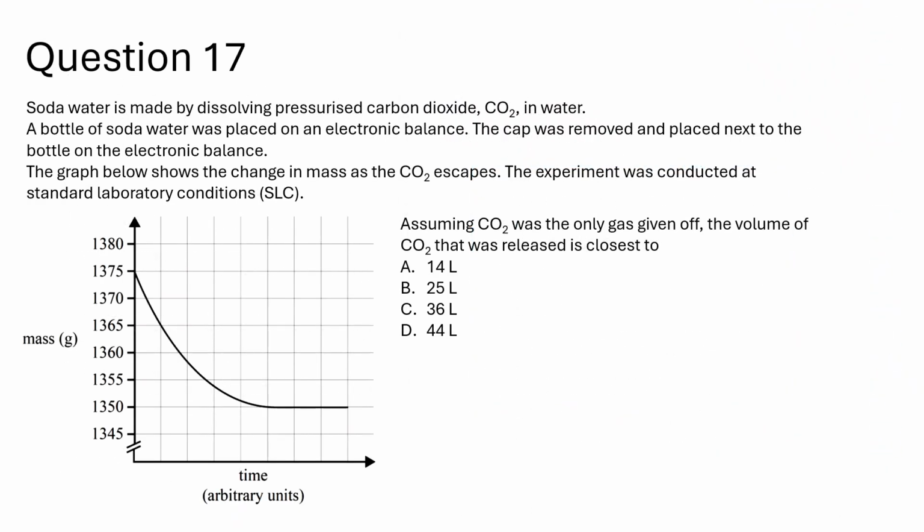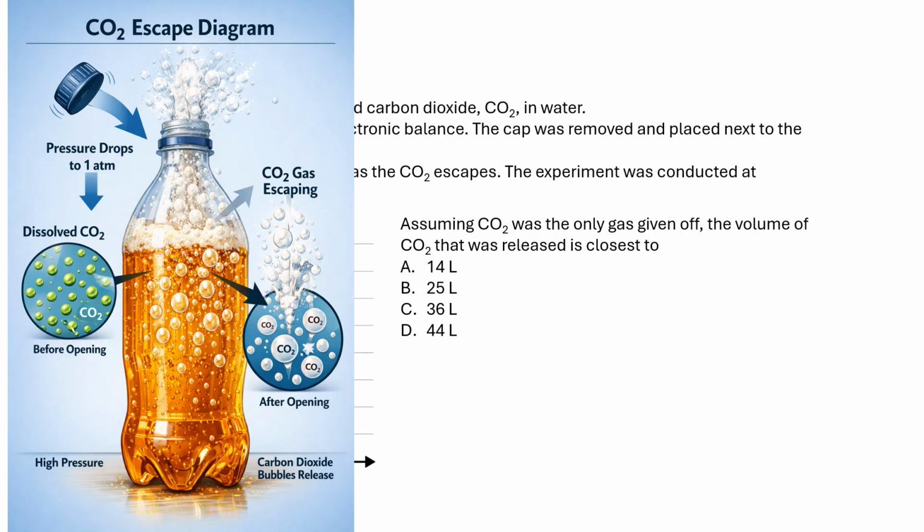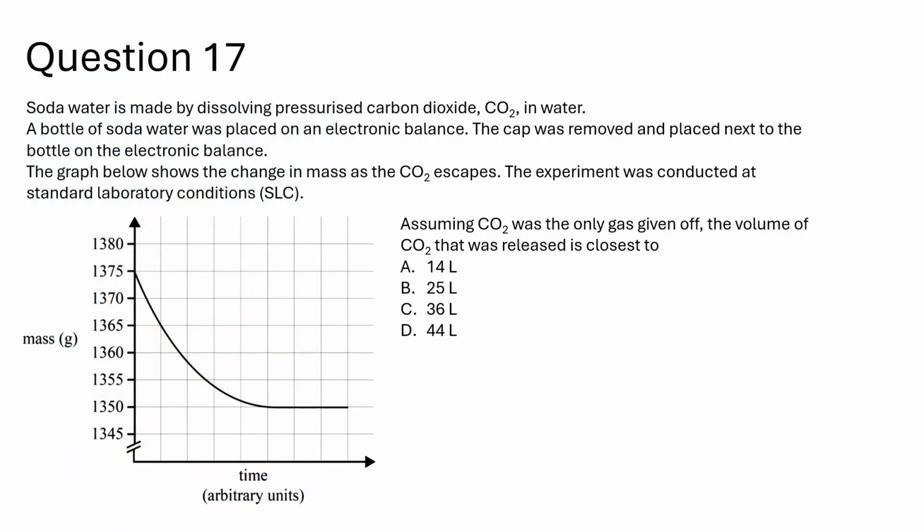When the bottle is opened, the internal pressure drops to standard atmospheric pressure. This sudden decrease in pressure drastically reduces the solubility of carbon dioxide, causing the dissolved carbon dioxide gas to rapidly escape from the solution. According to the mass-time graph, the initial mass of the system is 1375 g. As the gas escapes, the mass steadily declines until it reaches a constant mass of 1350 g, indicating that the system has reached a stable equilibrium and no further gas is being released.